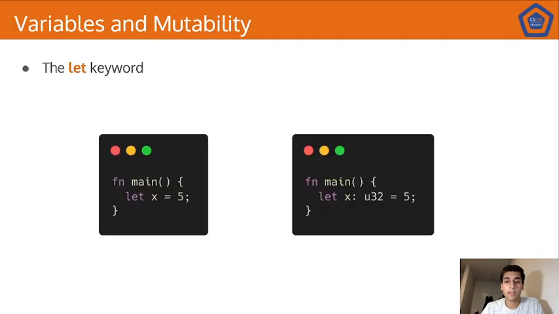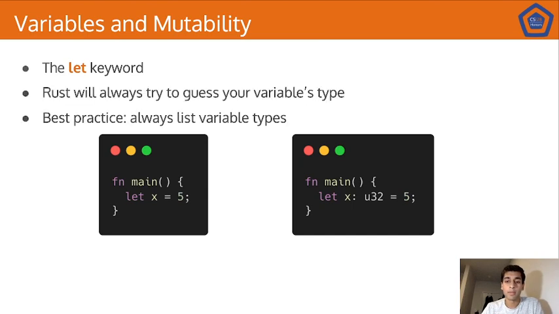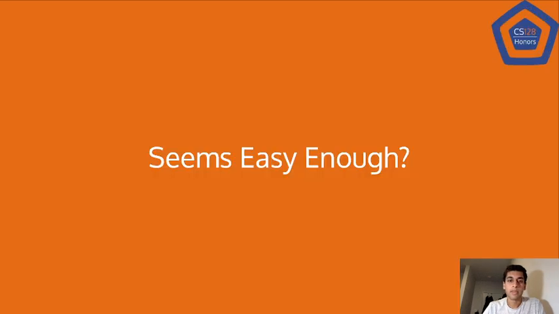But best practice, always try and define what type of variable you want. So in this case, I want a 32-bit unsigned integer. Again, more on this later. So I'm going to define the variable type using colon, and then the variable type equals the value. This is always useful when you're working with other people. It makes your code more readable. It's just always best practice. All right, this seems easy enough.